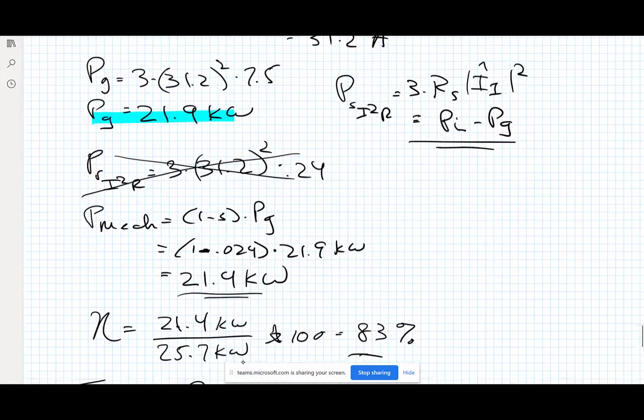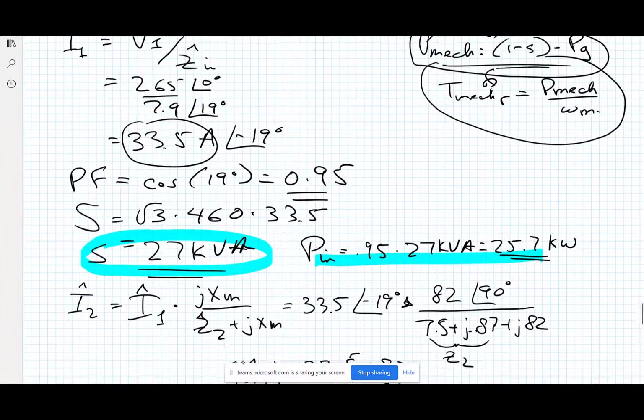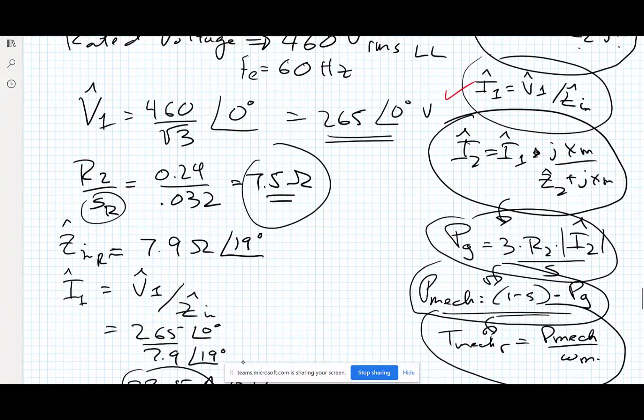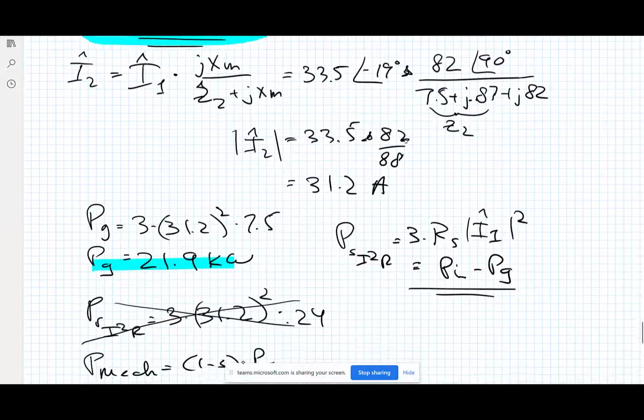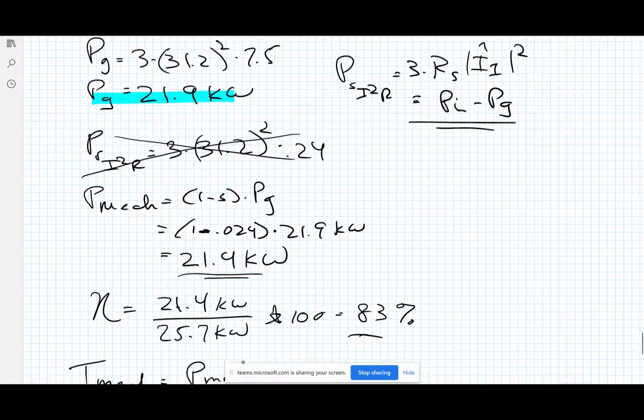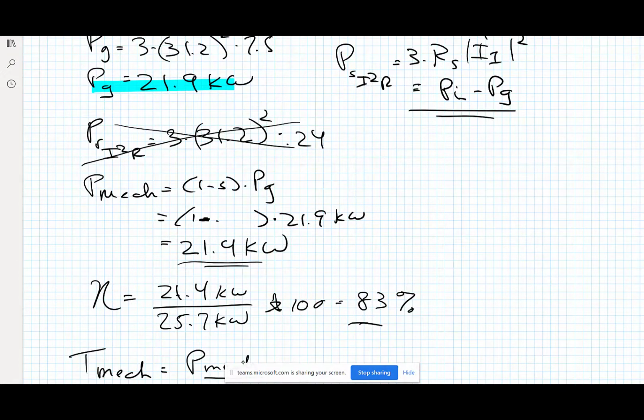You know what I think I did? I was changing my slip number. I know what I screwed up. It's not 0.024. It's 0.032. I put 0.024 because it was going so fast. This is wrong. It's 0.032. 1 minus 0.032 times 21.9. That's a lot better.